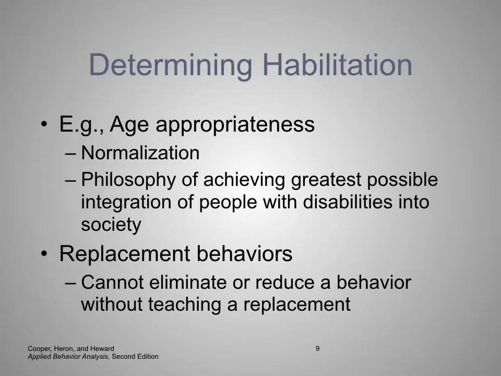For example, when we plan to teach new behaviors, we can consider if the potential target behaviors are age appropriate or not. Because, for example, for a 21-year-old woman, we do not want to teach basic play skills like toy play, right? We want to consider more age-appropriate skills so she can function age appropriately in society. That's our goal.